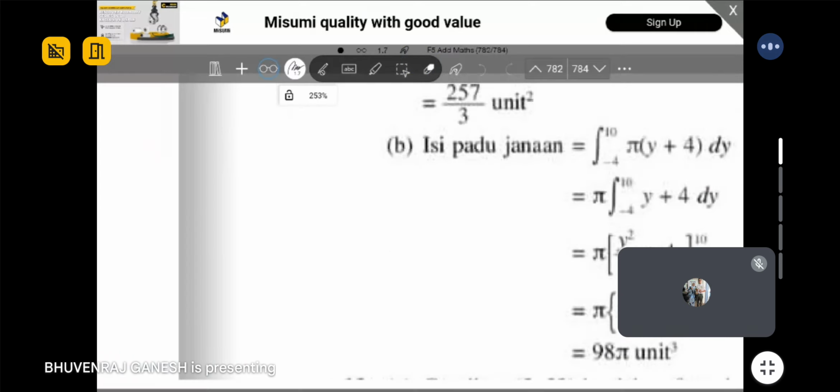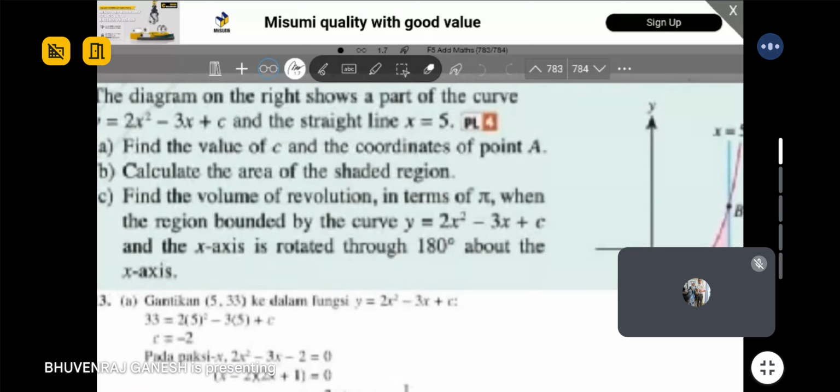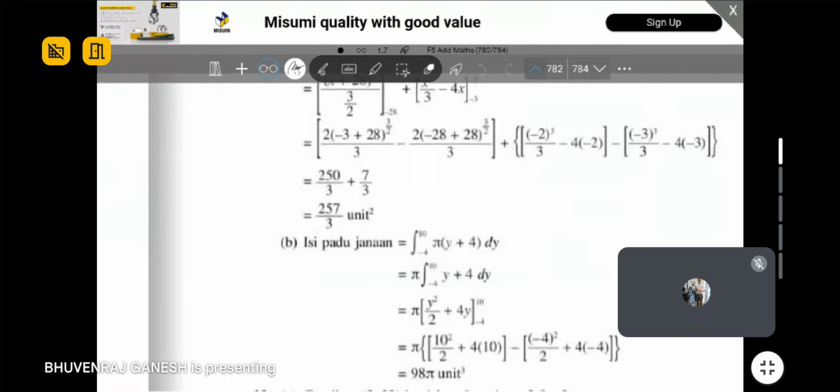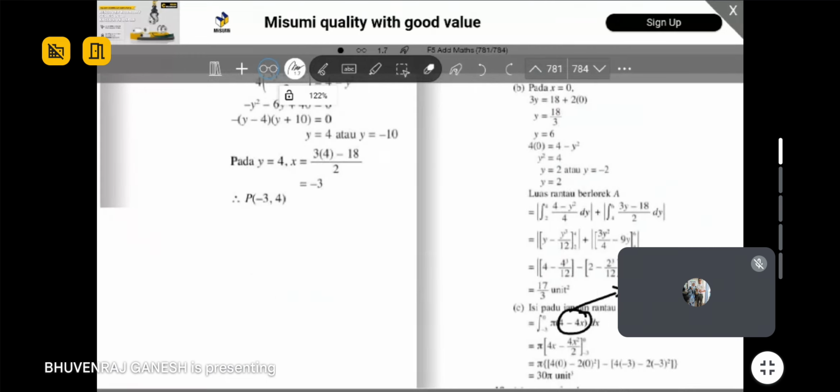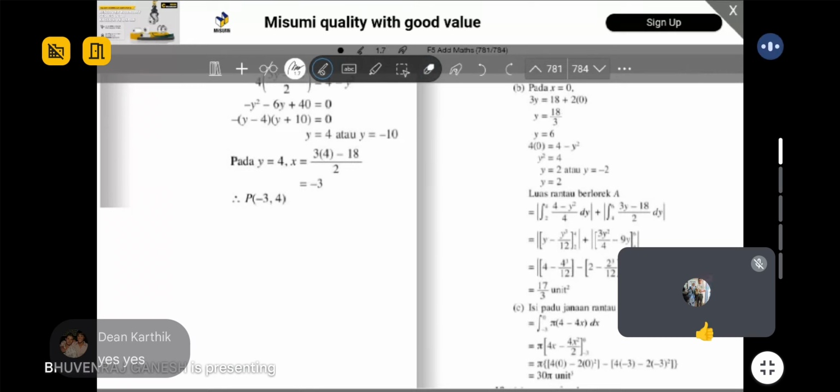Wait guys. Hilang di dawan. Okay, this one. Okay guys, are you clear for this question? Semangat sikit guys. Esok merdeka kan? So clear or not? Clear, huh? Okay, very good.